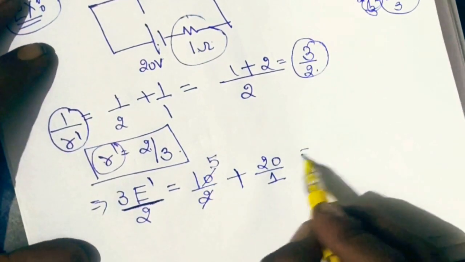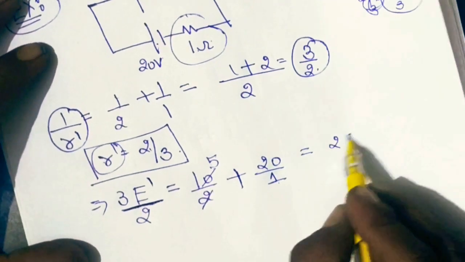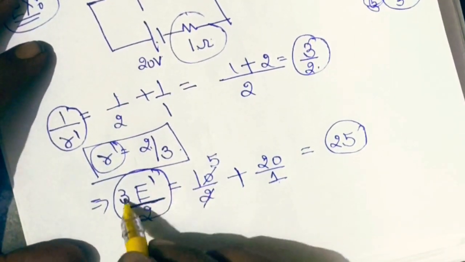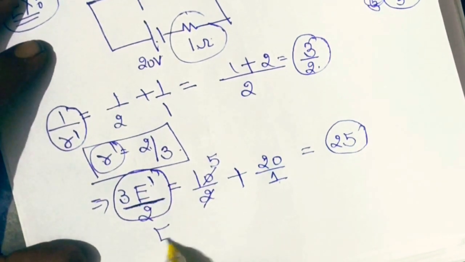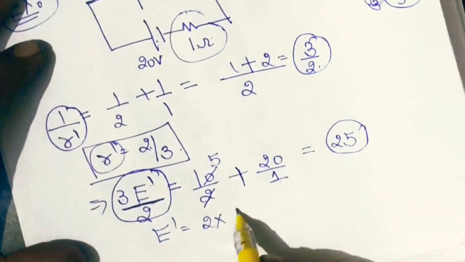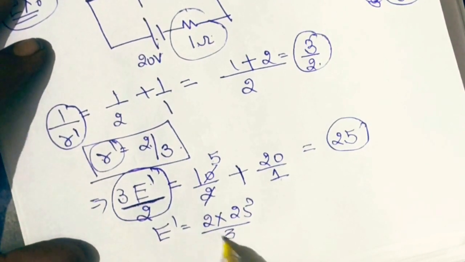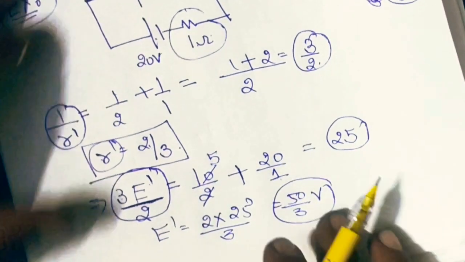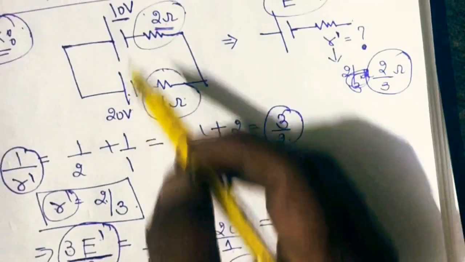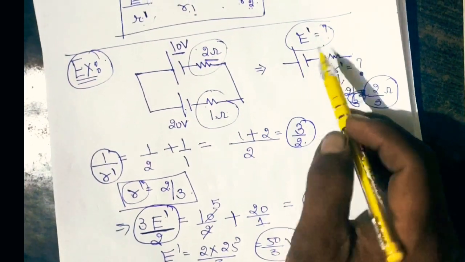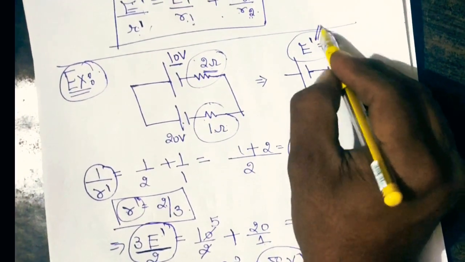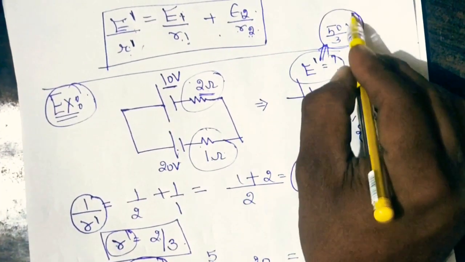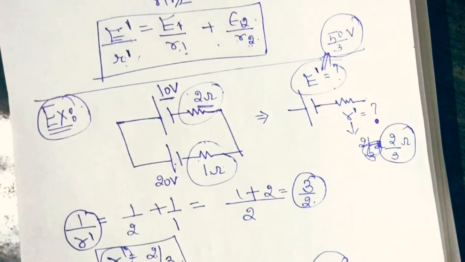So what will it become? It will become 5 plus 20. It is 25. So 25 is equal to 3 E dash by 2. So E dash will be equal to 2 into 25 upon 3, that is 50 by 3 volts. So if I want to replace these two cells by a single cell, then the EMF of this single cell will be equal to 50 upon 3 volts, and its resistance will be 2 by 3 ohm.